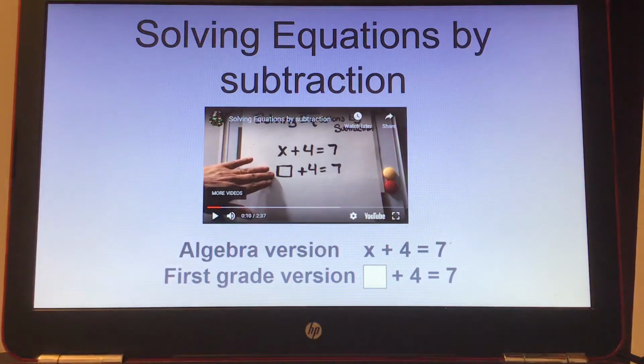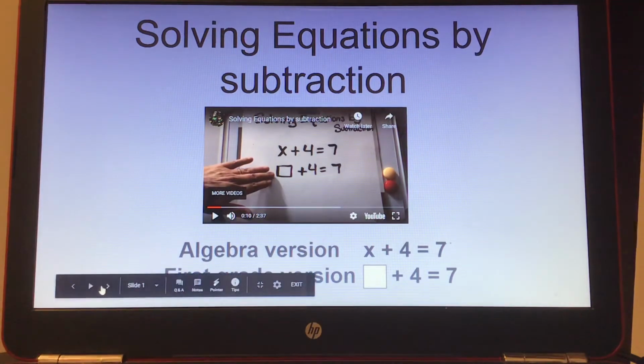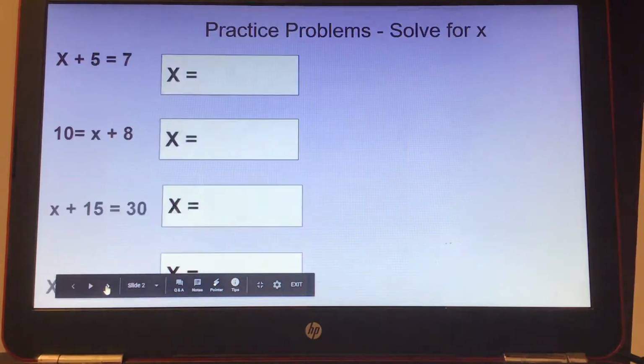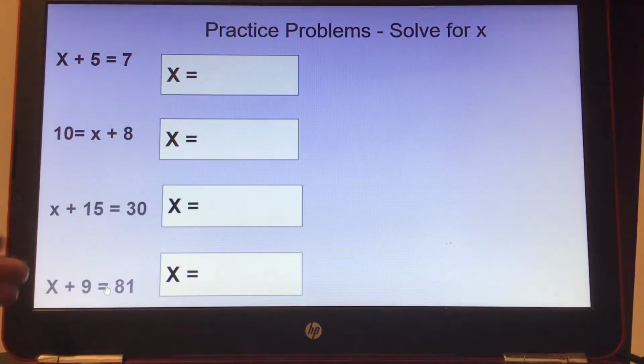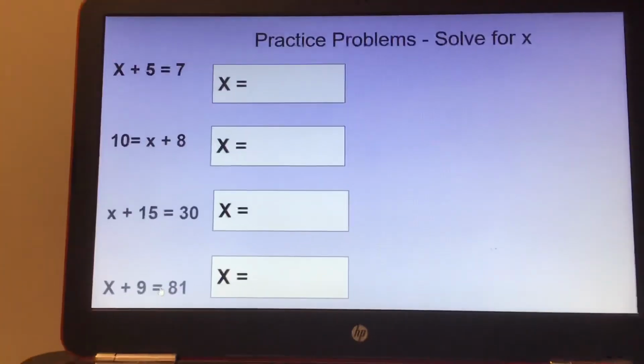Also, there is a small video of how to solve equations by subtracting. So I'll go through the first 4 with you, and then the rest you'll have to do on your own problems.